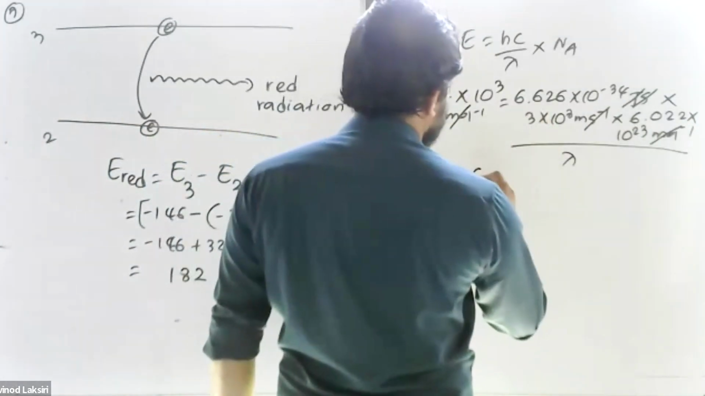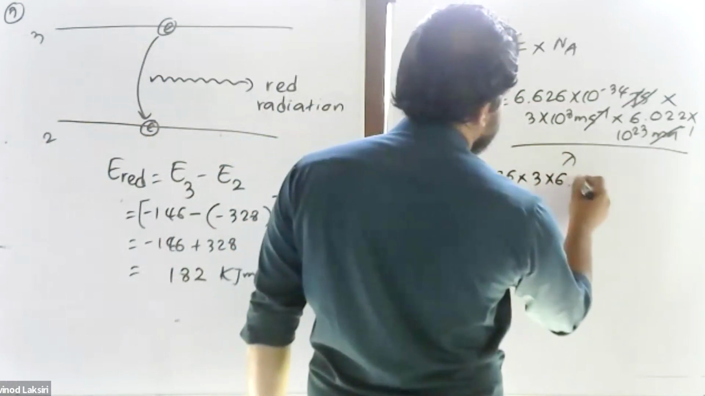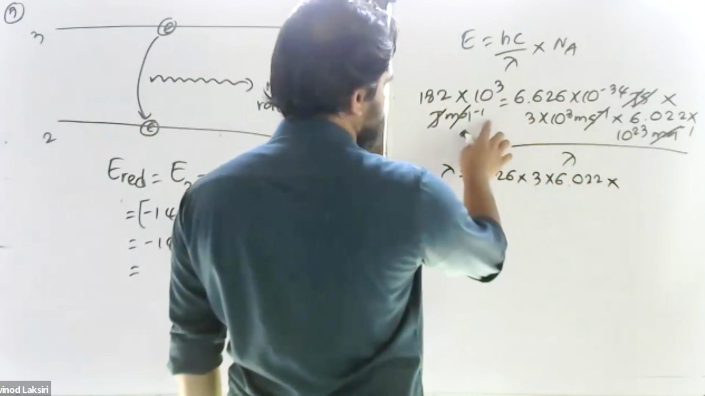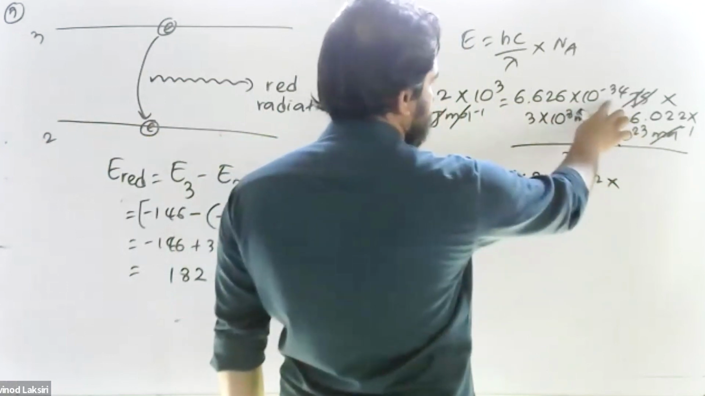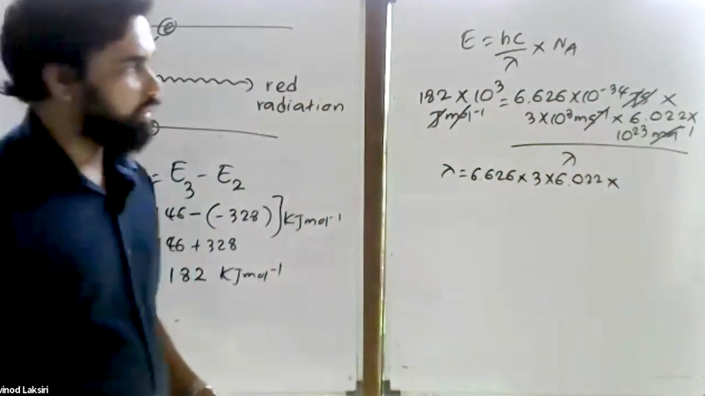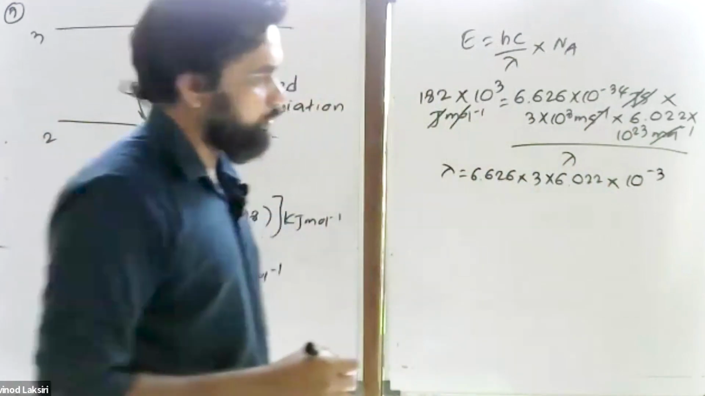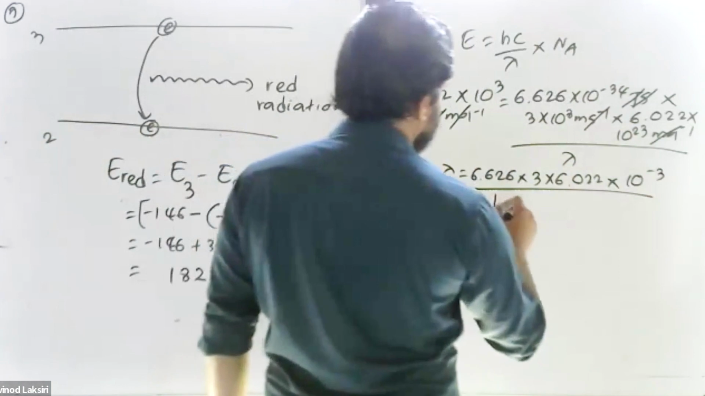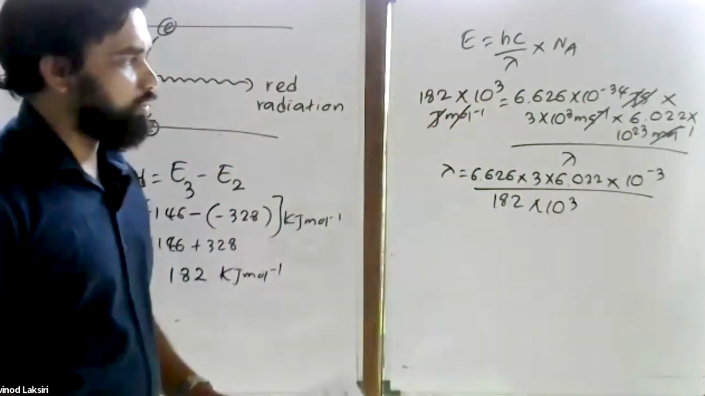So here what are the numbers? 6.626 and 3 and 6.022. These are the numbers present here. Lambda goes to here: 6.626, 3 and 6.022, then 10 to the powers: 34, 8 and 23, meaning 31. Minus 34 plus 31 means minus 3. Divided by 182 times 10 to the power 3. This one you have to simplify.